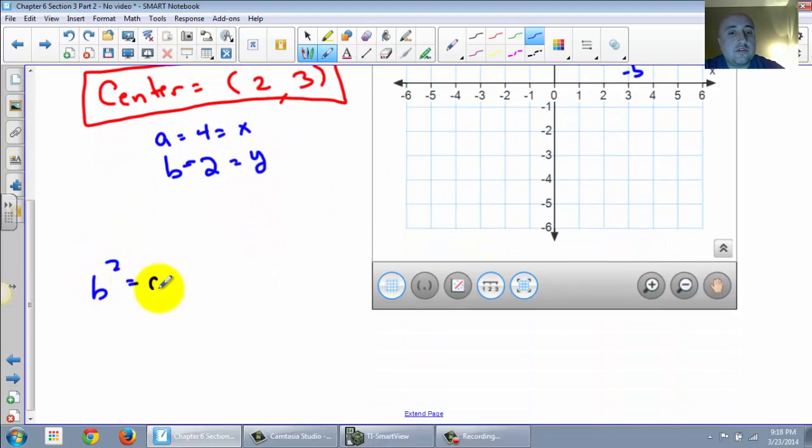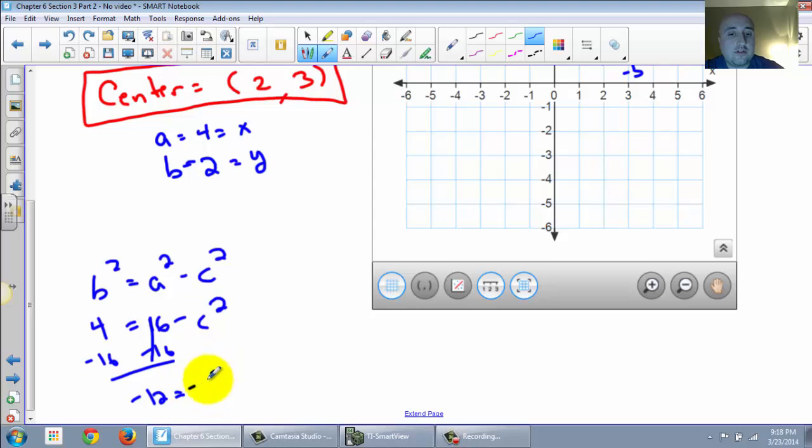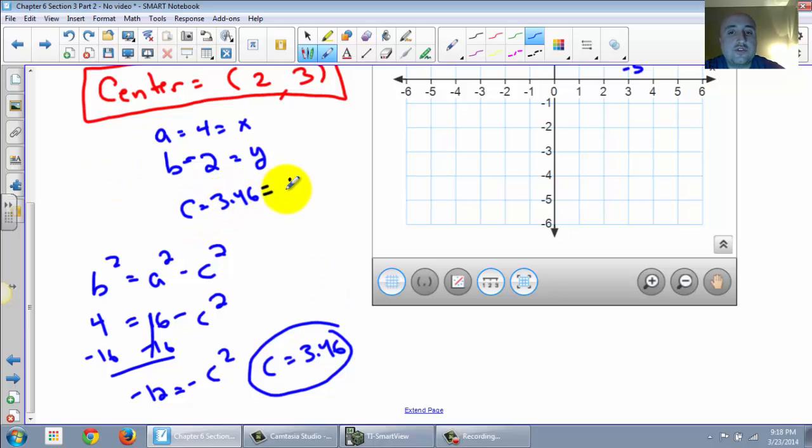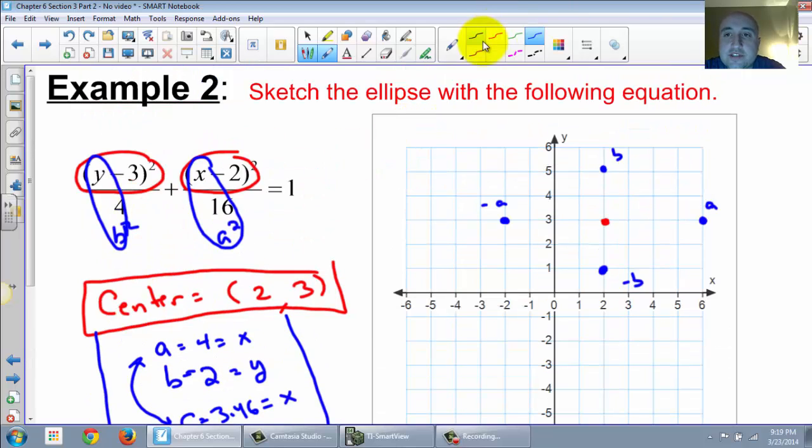Okay, b squared equals a squared minus c squared. We know a is 4, so a squared is 16. We know b is 2, so 2 squared is 4. Let's solve this. So subtract 16, subtract 16. Same thing as the last one. So it's going to be square root of 12 again, so c is equal to 3.46 from the last problem. Okay, so c is equal to 3.46, and it also is on the x because remember a and c always go together.